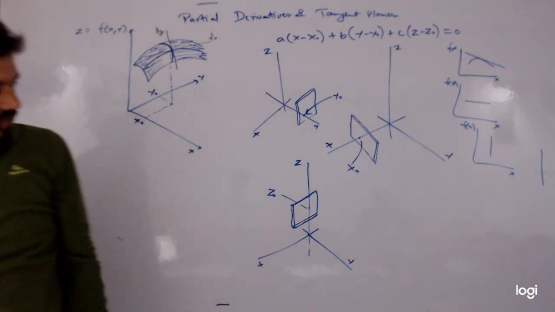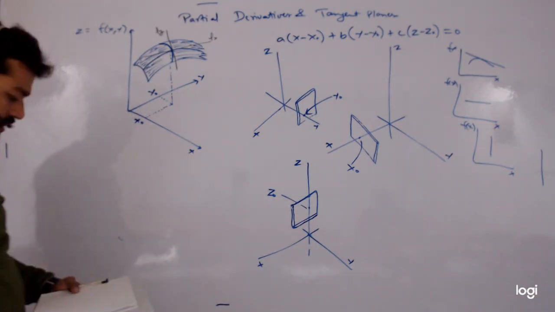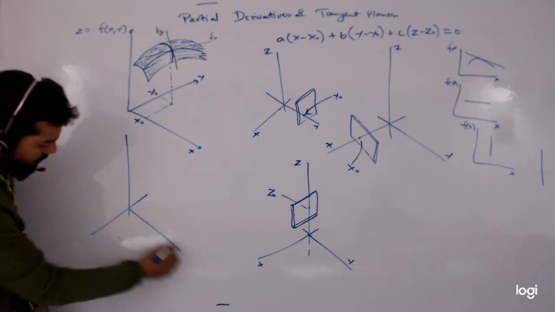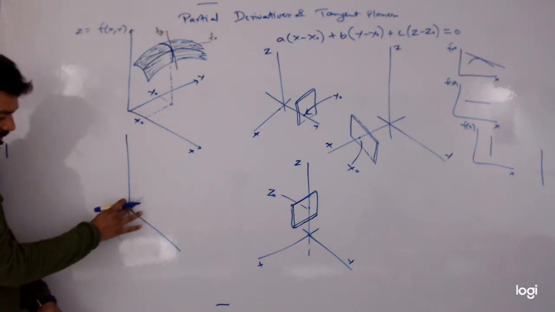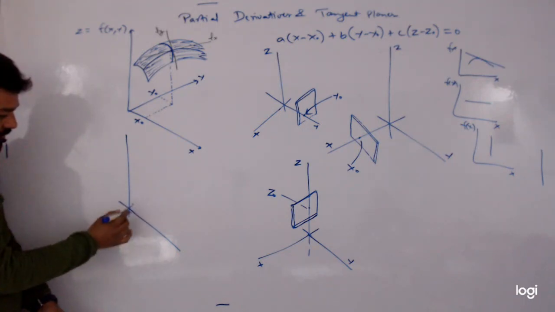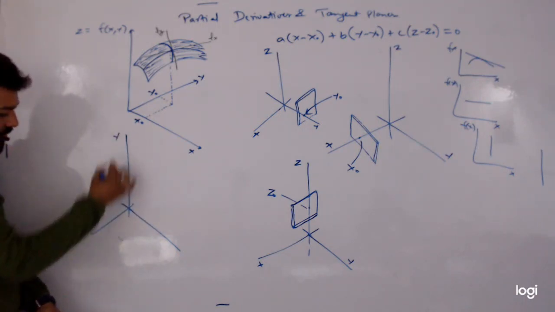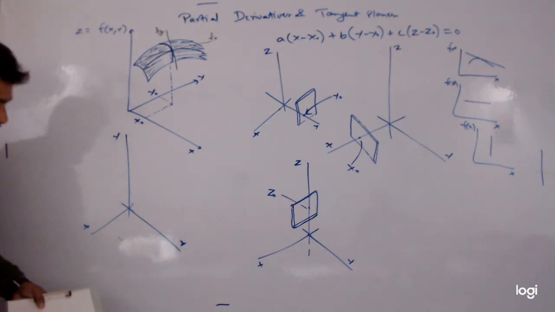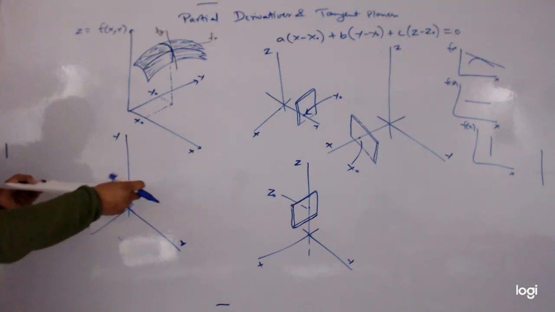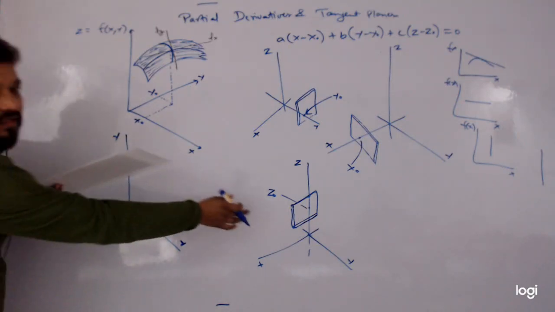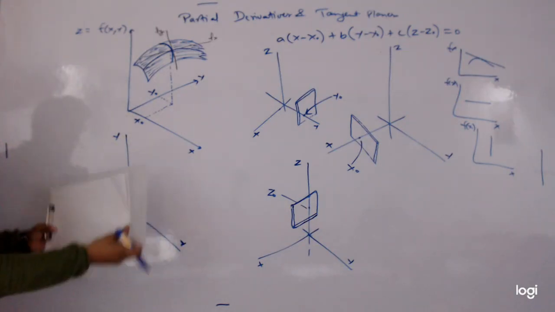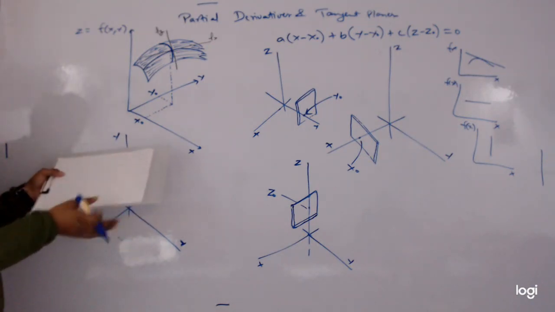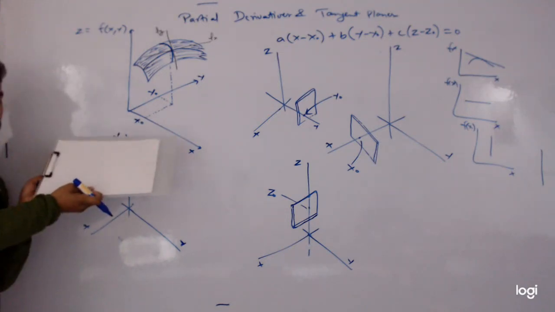So if we have this one like this, that one is like this standing. So we can have the equation of any plane in any direction. Okay, but again it's a plane.